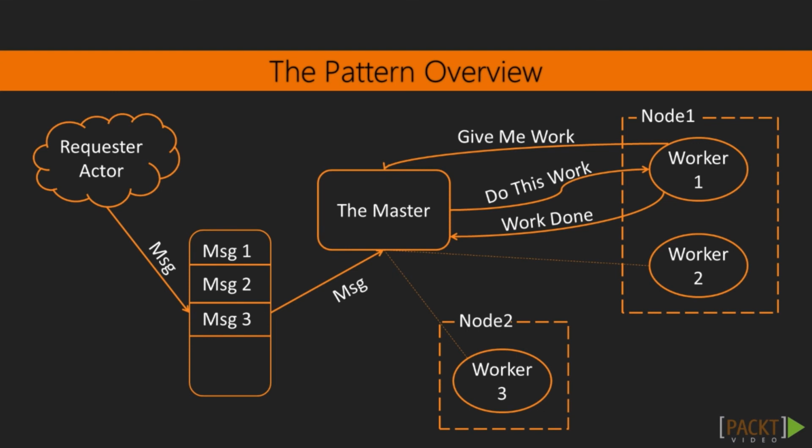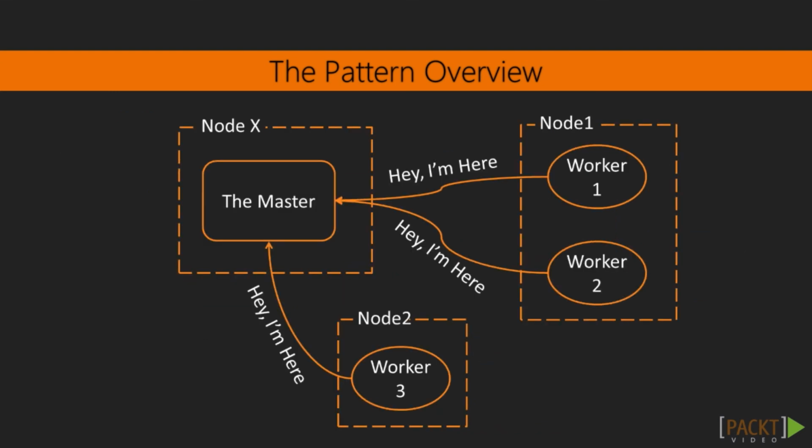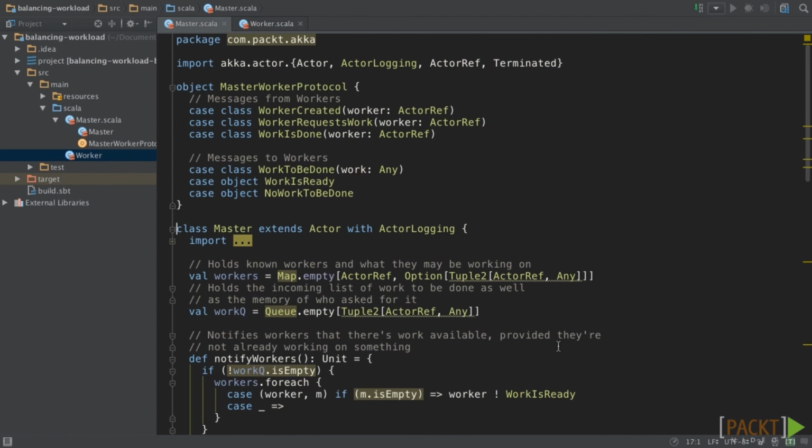So, let's assume worker 1 on node 1 finishes its work, and it will be idle. So it will send a message to the master to request new work. The master will send work to this worker. When worker 1 finishes this work, it will send a work done notification. This is the main idea of this pattern, but in order for the pattern to be valid, we must have concrete instances of the master on some node and the workers on the same node or other nodes. And when the worker starts working, it must identify itself to the master. So, each worker must know the location of its master, and the master must be running before the workers try to register with it.